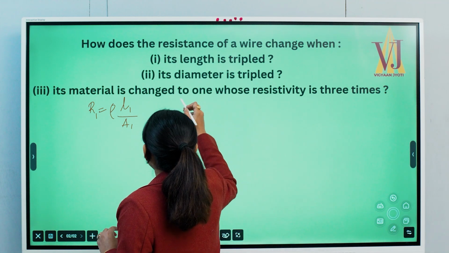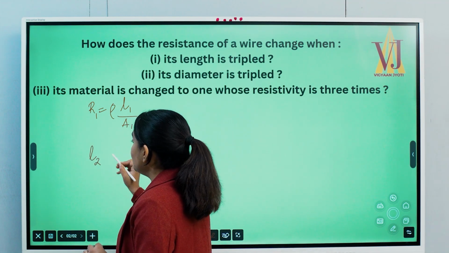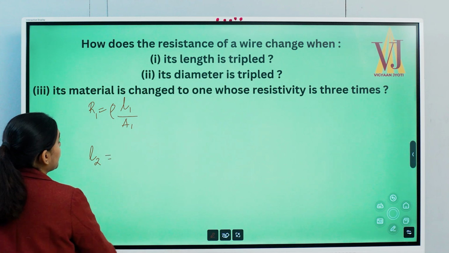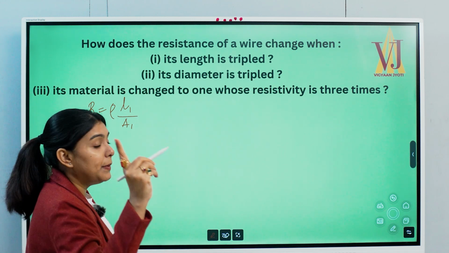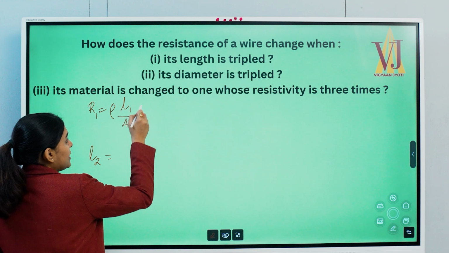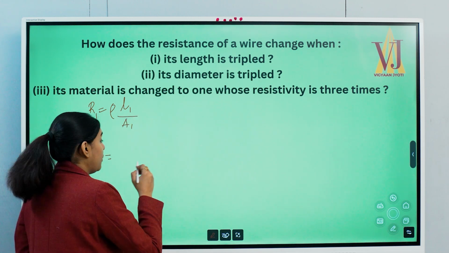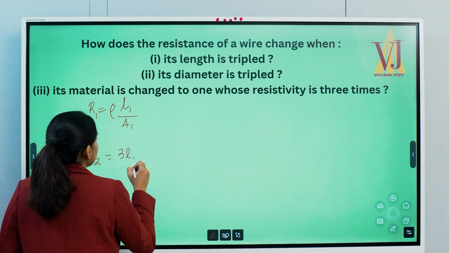Next, what happened? There was a new length, L2. The information that they are providing is that the length is tripled. That means, what was my previous length? L1. Now the length has become triple, that means 3 times L1. So L2 is 3L1.